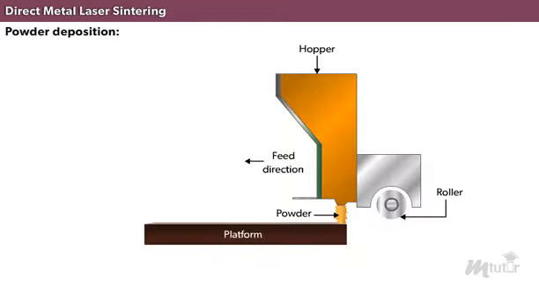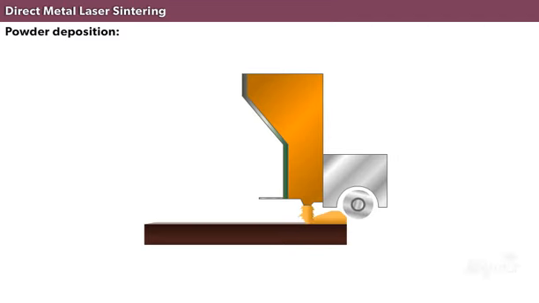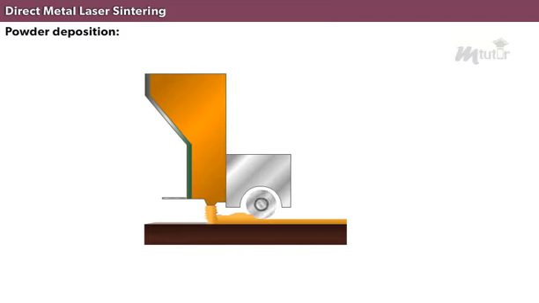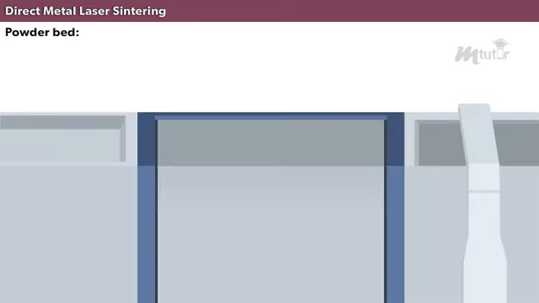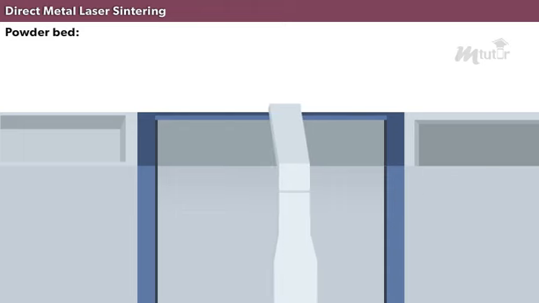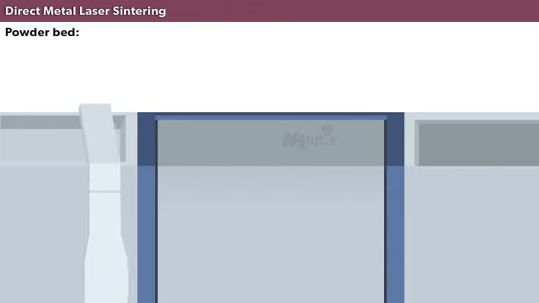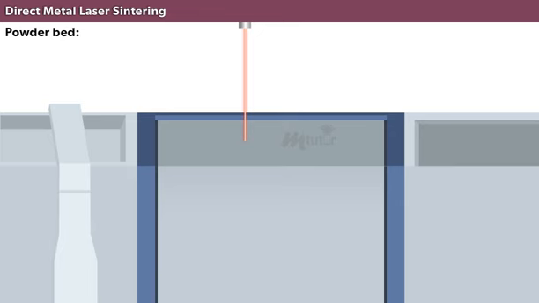In the powder deposition method, the metal powder is contained in a hopper that melts the powder and deposits a thin layer onto the build platform. In the powder bed method, metal powder from the dispenser is applied on the build platform. Laser beam device located on top of the powder bed passes the beam that sinters the powder according to 3D profile.